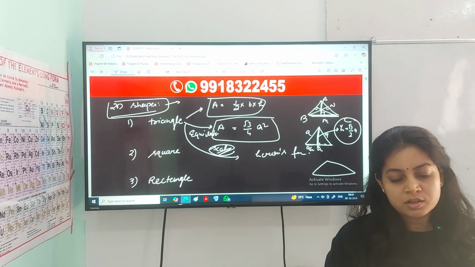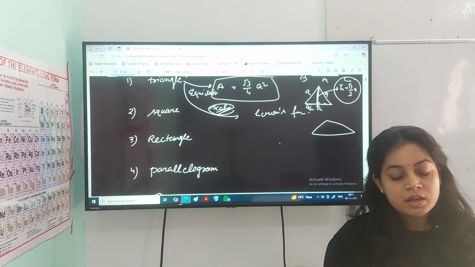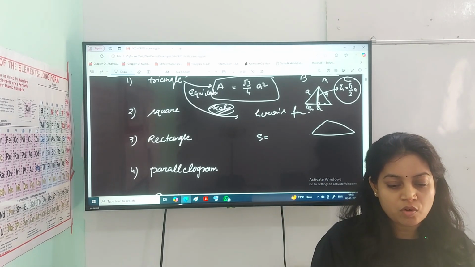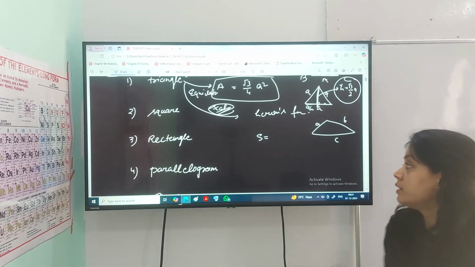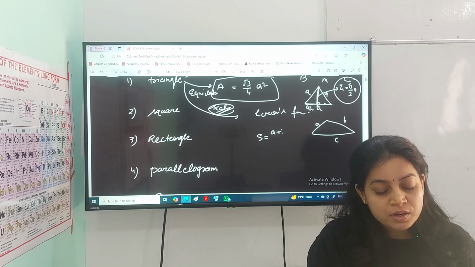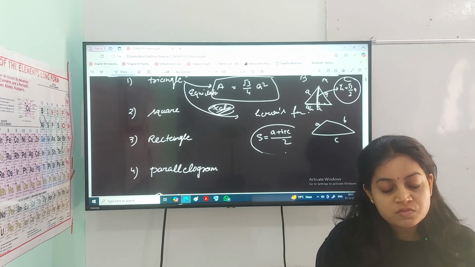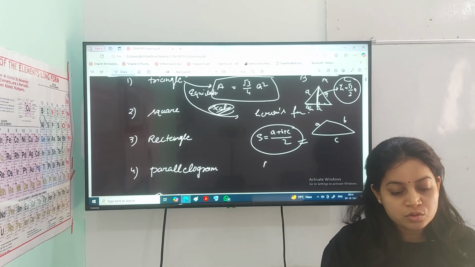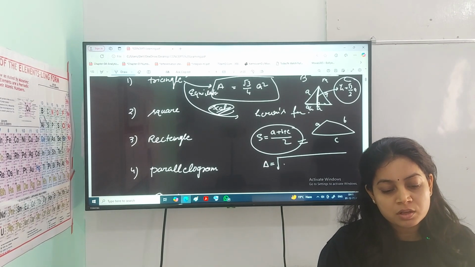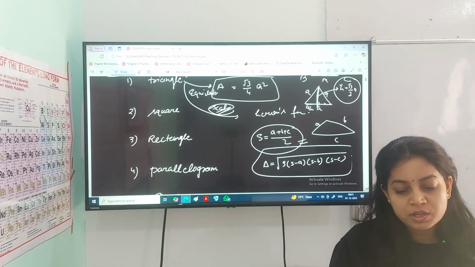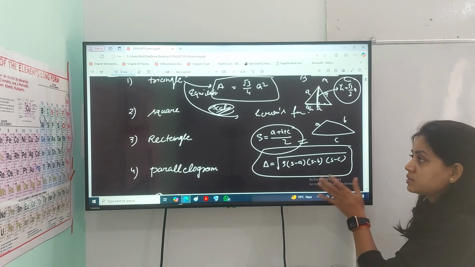So what is Heron's formula? This is a special formula. In this we calculate the semi-perimeter. You know, perimeter is the sum of all sides. If all the sides are A, B, C, and they all are different, in that case you can calculate a plus B plus C upon 2. This will be the semi-perimeter. Once you have calculated the semi-perimeter, you can calculate the area by using under root of S into S minus A, S minus B, S minus C. This will simply give you the area of the scalene triangle.